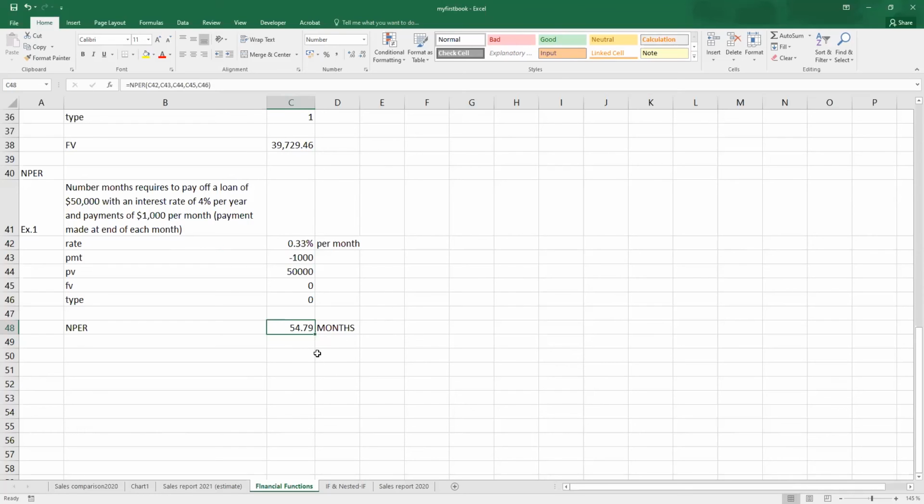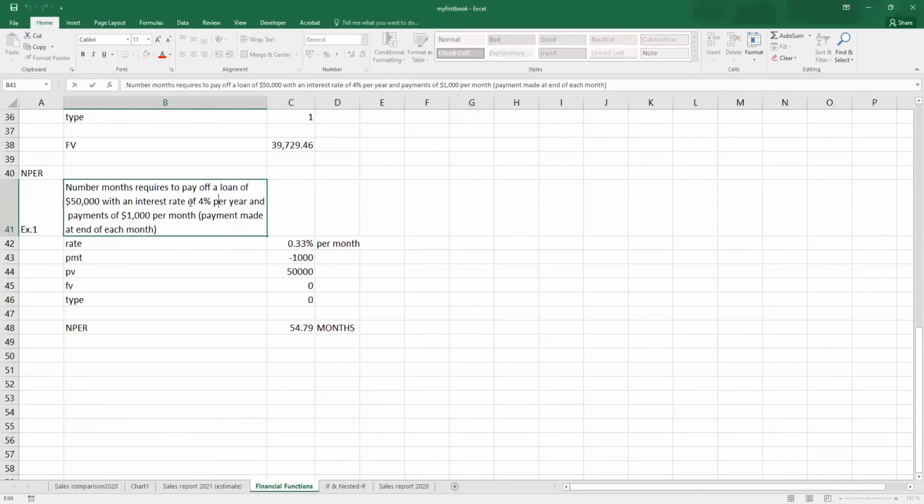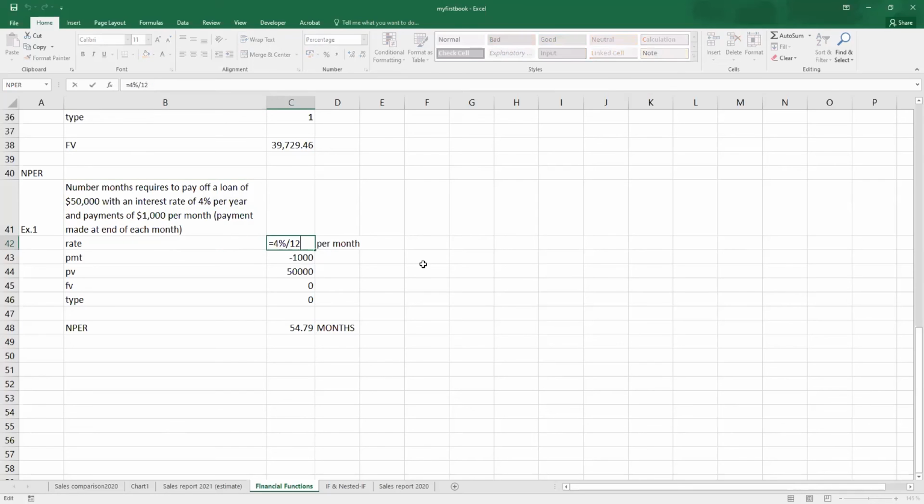Any other question so far for this example? How can you find the rate again? The given rate is a rate per year, but you pay monthly, so you need to change the rate per year to rate per month. We divide by 12 to get the rate per month. Any other questions so far?